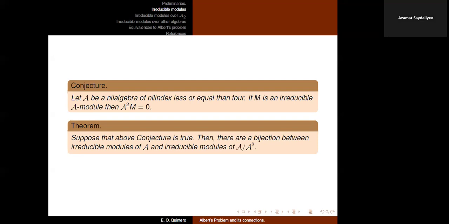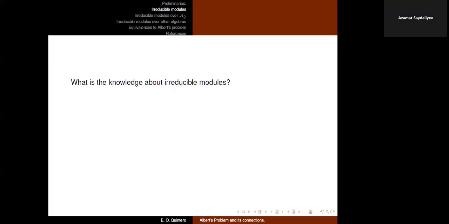It's possible to construct, for any irreducible module of A quotient A squared, an irreducible A module acting A squared as 0, but the conjecture here gives the equivalence. So what is the knowledge about the irreducible modules? Almost nothing.